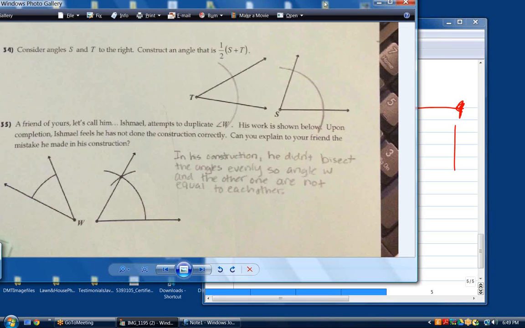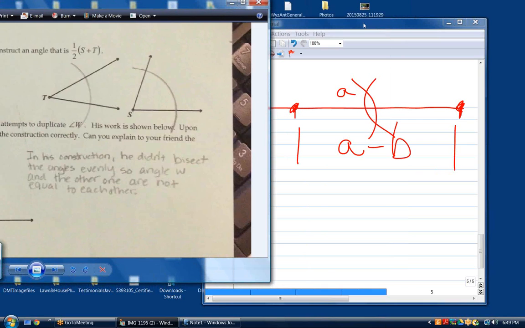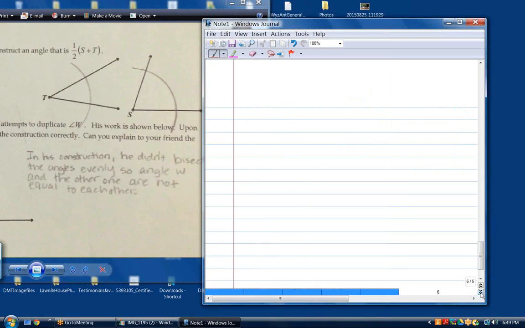So we want an angle that is half of the sum of those two angles. Well, I don't know how to do this one. Let me think about it. Let's start with a horizontal line. If we can figure out the sum of these two angles, then I know how to bisect an angle, right? So I know how to take the half once I get the sum. Well, let's do this one right here. We know how to do that from the very first problem.